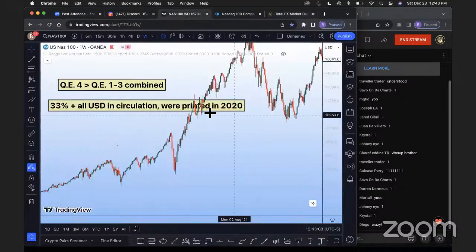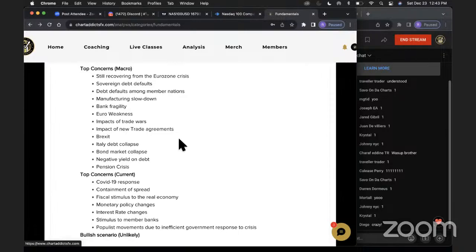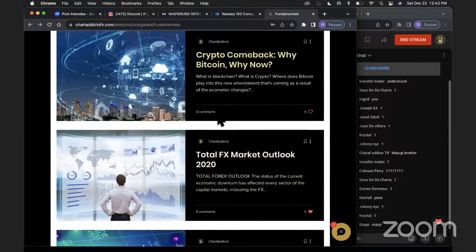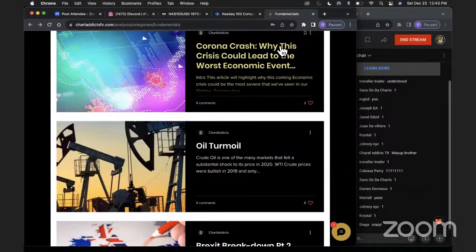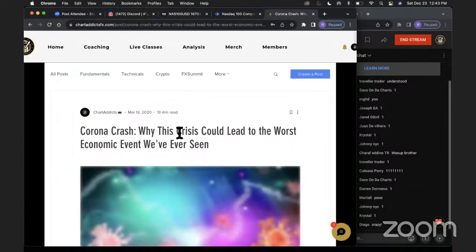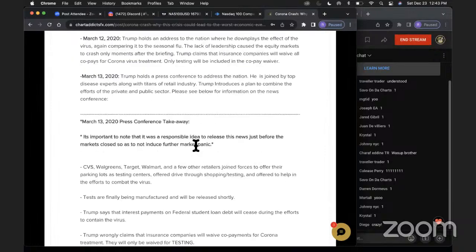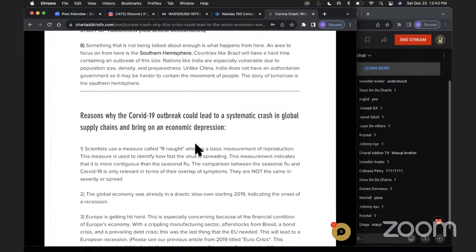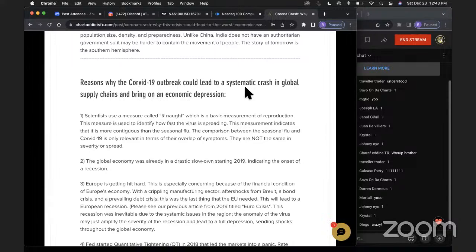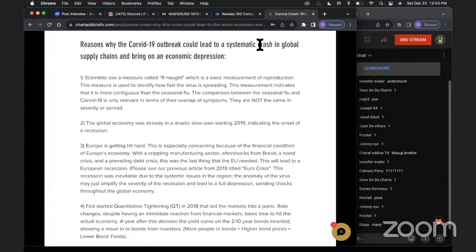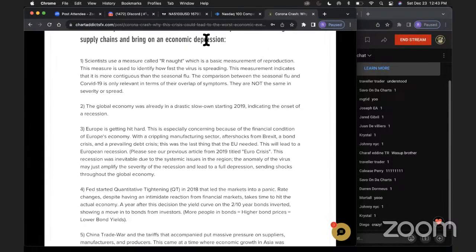I'm not going to be able to find it without wasting too much time. But long story short, in 2019, we already saw an inflation crisis. We already saw that we were headed into a problem. The coronavirus crash was the nail in the coffin. The most important article I wrote was about the coronavirus crash, which said: the corona crash, why this crisis could lead to the worst economic event we've ever seen, which it did. And the reason why the COVID crash could lead to a systematic crash in global supply chains and bring on an economic depression. This is exactly what happened.